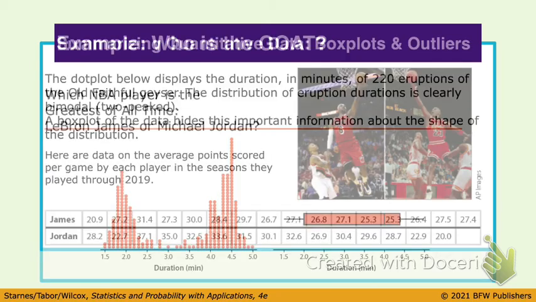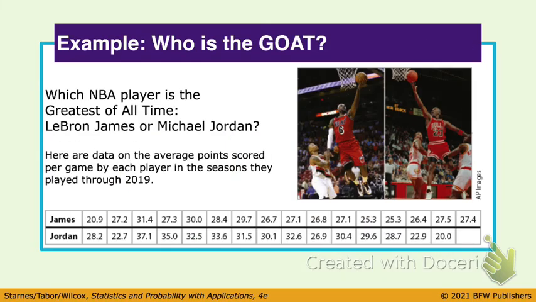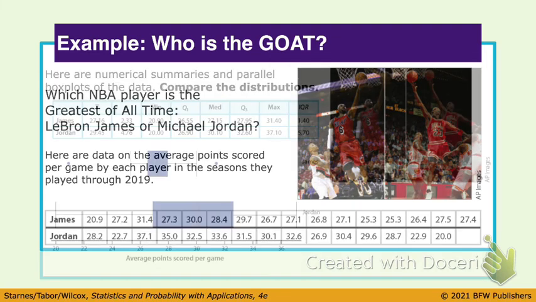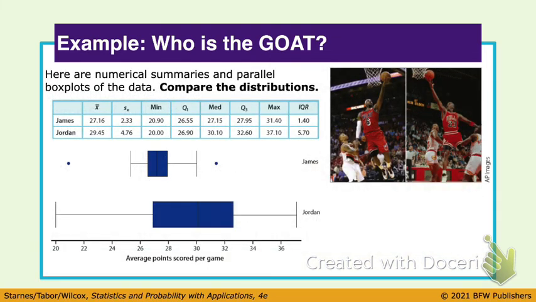All right, here it is. Which NBA player is the greatest of all times, LeBron James or Michael Jordan? So we've got the LeBron James data again, and then here's Michael Jordan's data. This is the data on the average points scored per game by each player in the seasons that they played through 2019, okay? And then we've got their box plots already plotted for you. So there's the LeBron James data again. Here's Michael Jordan's data.